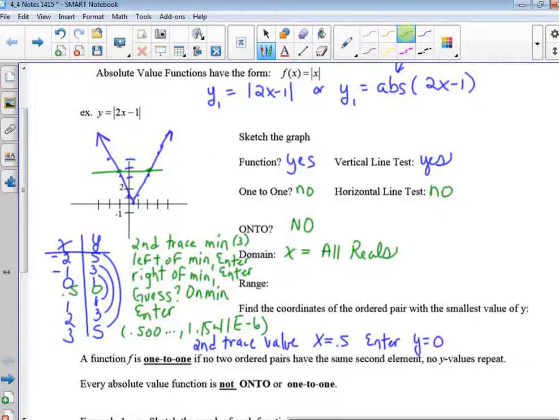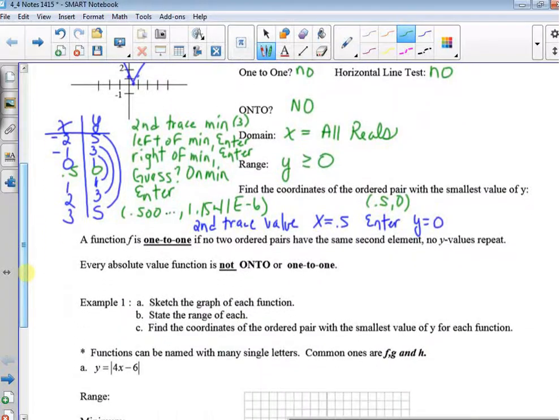The range, however, is what are all your possible y coordinates? Well, if you look at your table of values, the smallest y coordinate is the y coordinate of the minimum. So y, if you look at all the rest of them, they're greater than or equal to 0. And then find the coordinates of the ordered pair with the smallest value of y. Well, that's asking for the minimum, which was 0.5, 0.